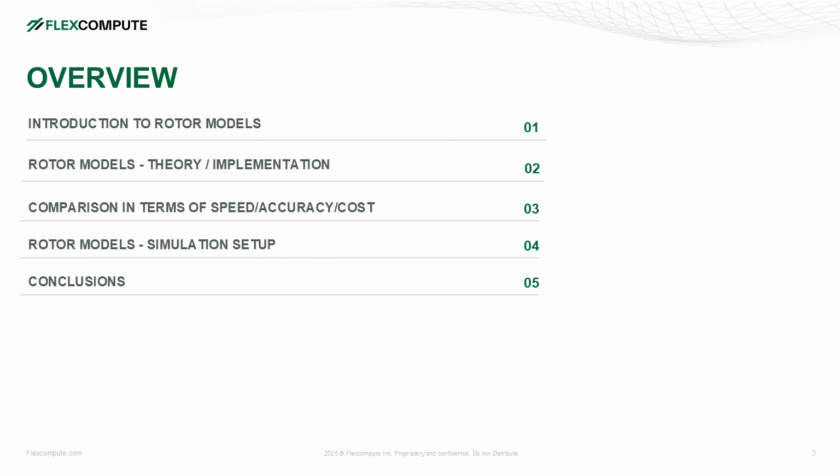First, I will give a high-level introduction to each of the 5 rotor models we support. Then I will explain the theory behind how each model works and how it is implemented. Next, we will compare the models in terms of fidelity, accuracy, speed, and computational cost, so you can choose the right approach based on your application and budget. Finally, I will walk through example setups for each model and show how the results typically look.